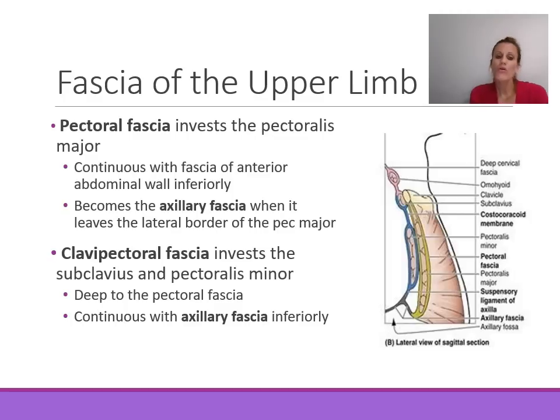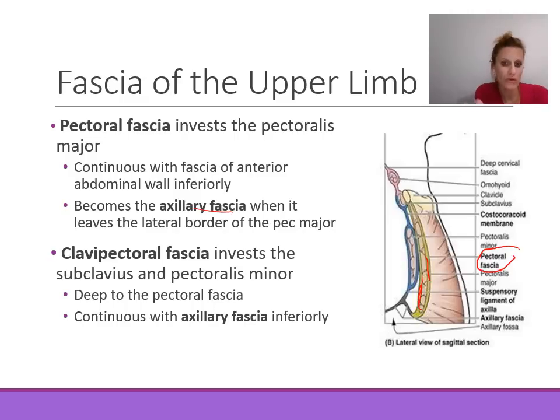The pectoral fascia surrounds or invests the pectoralis major. You see that over here in yellow. Right, so the pectoral fascia surrounds the pectoralis major, the pectoral region. Inferiorly, this fascia is continuous with the fascia of the anterior abdominal wall. Laterally, it becomes the axillary fascia when it leaves the lateral border of the pectoralis major.